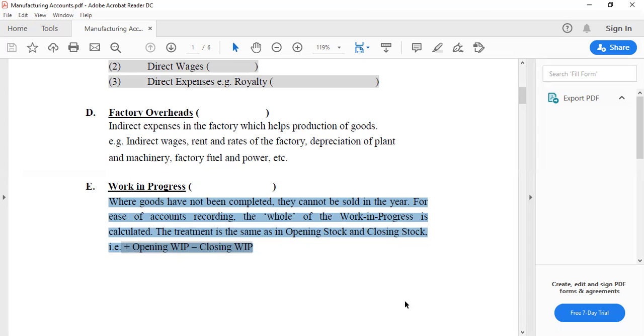So work in progress is that item of stock that is in the process of production, that has not been converted fully into finished goods, but is still not raw material because some work has been done on it.